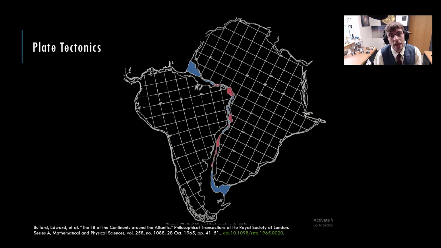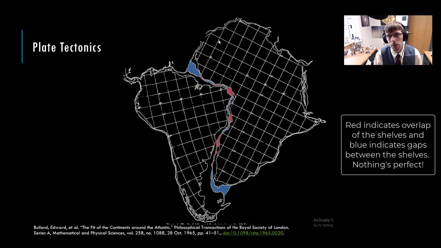And what Edward Bullard decided to do was to try to fit the puzzle pieces together with the continental shelf. And so what you're looking at here is the result of that process where he tried to get things to fit together. And what was surprising to people is that the regions, for example, Africa and South America, fit a lot better when you did it according to the continental shelf. This actually gave people confidence that maybe this was the right way to go.